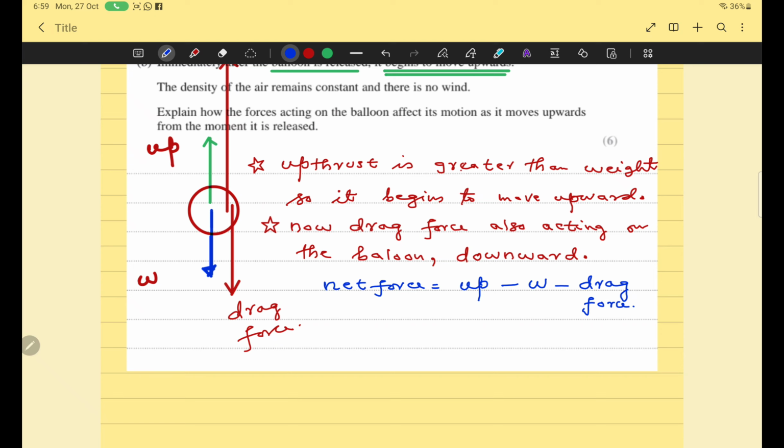ठीक है जनाब। अब जरा एक नई बात सुनना बेटा, एक नई बात सुनना। Weight is constant, upthrust is constant, upthrust remains constant, weight remains constant, but as the balloon is moving up, its speed is increasing. And you know, when speed is increasing, then drag force begins to increase.